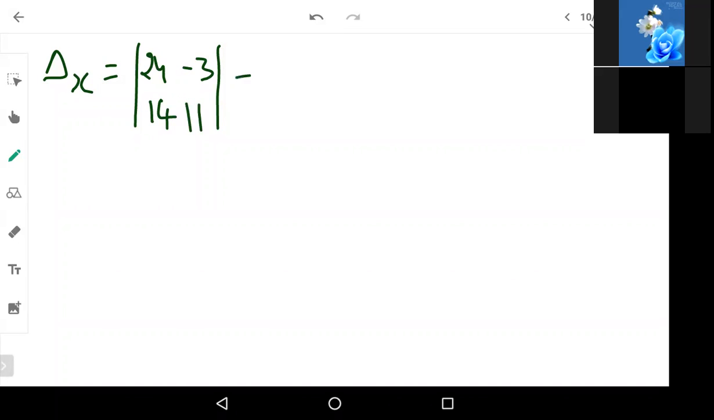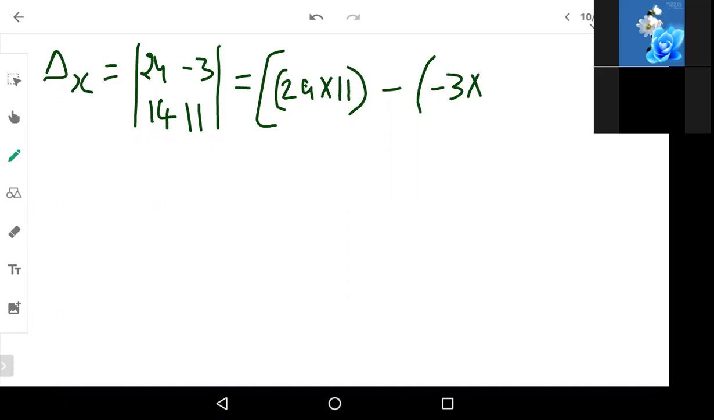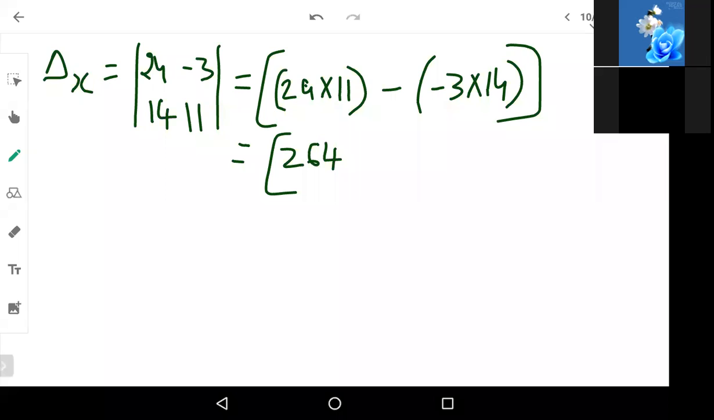Now solve delta x. 24 into 11 minus 3 into 14. So 24 into 11 is 264. Okay, Anusha gave me the final answer only. 9 and 7. Good, Anusha. Correct. Minus 3 into 14 is minus 42.